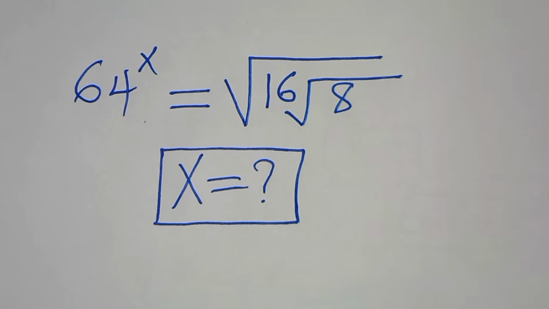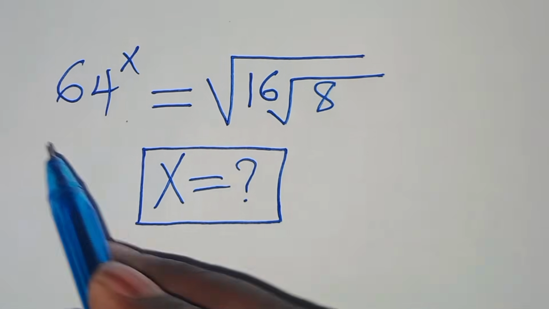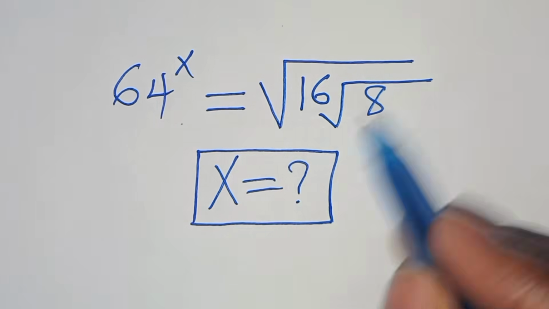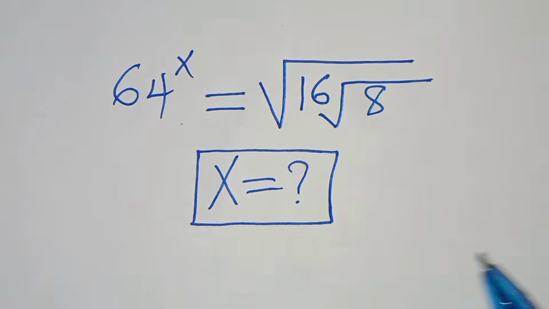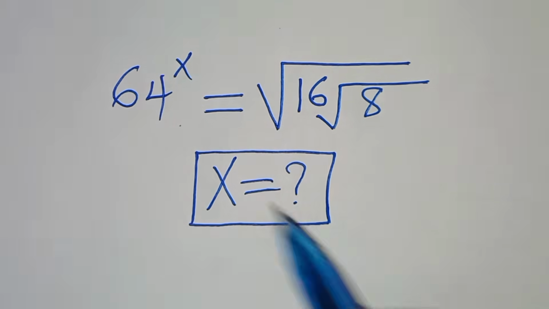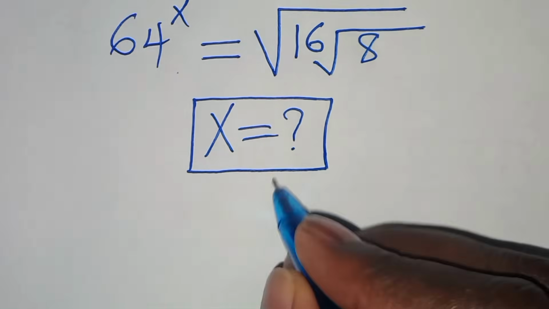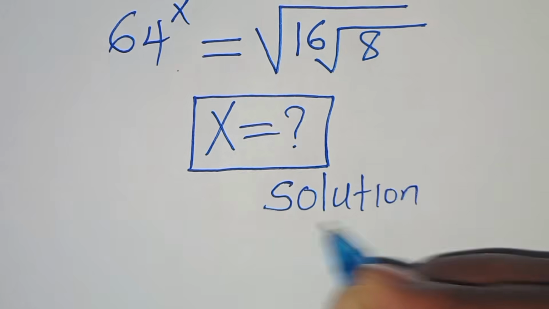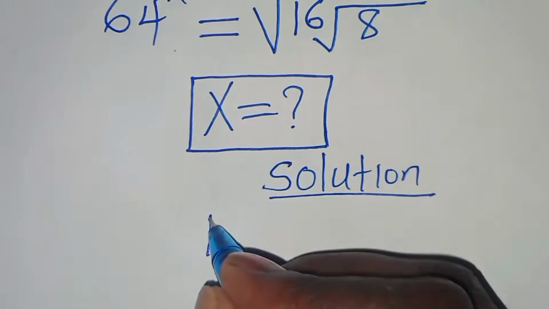Hello everyone, you're welcome to solve this nice math problem: 64 to the power of x is equal to the square root of 16 times the square root of 8. So what is the value of x? Now let's provide a solution from here. We're going to solve this by applying two methods. Let's start with method 1.